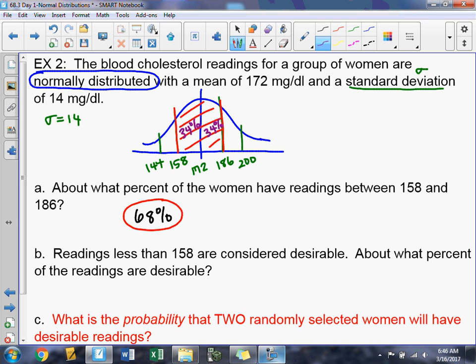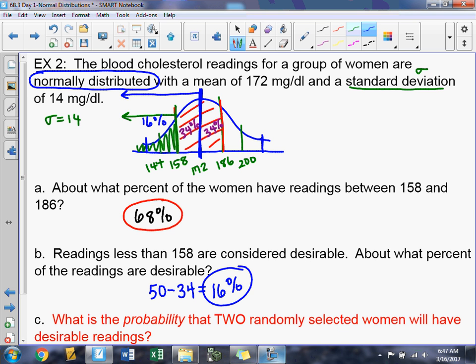Then it says, readings less than 158 are considered desirable. About what percent of the readings are desirable? Well, again, if we go back, here's 158. It says readings less than that are desirable. So less than that would be everything under the curve to the left of 158. We only went 2 standard deviations below, and remember, there's another standard deviation above and below. So we could either find those 3, or if we start in the middle, from the middle to the left, all we're doing is taking 50% and subtracting this 34%, which is between 158 and 172. So if we take 50 and subtract 34, that gives us 16%. So 16% would be the part that is less than 158.